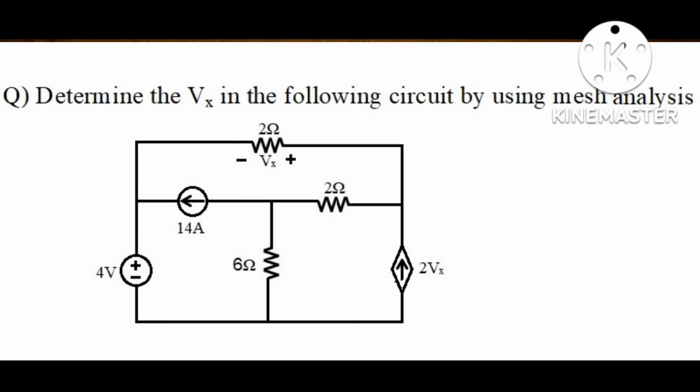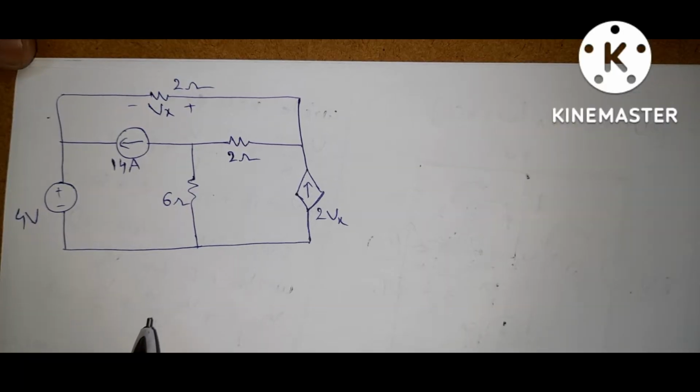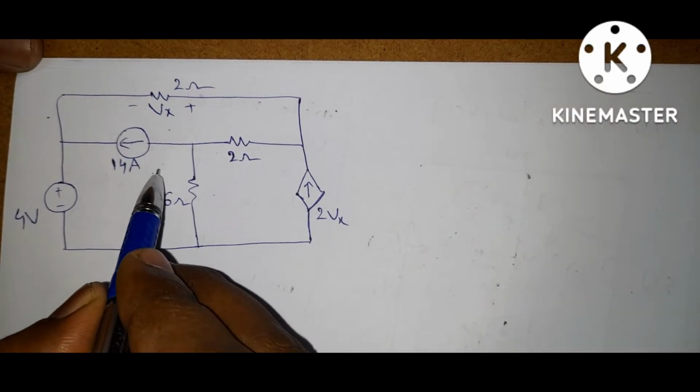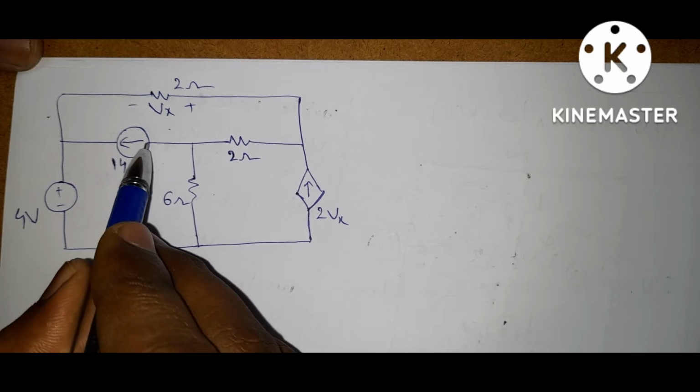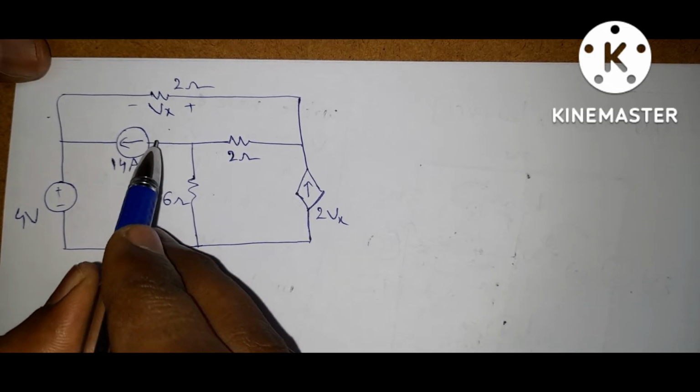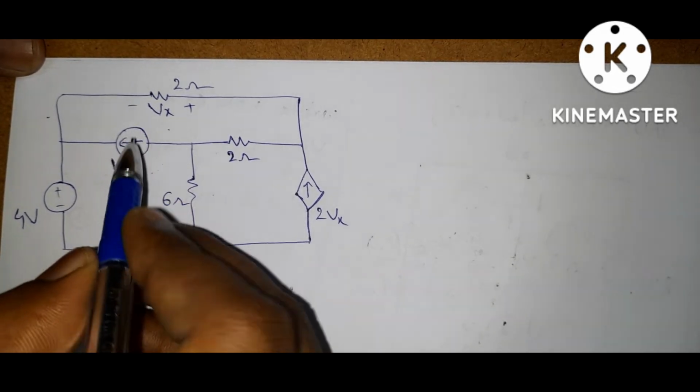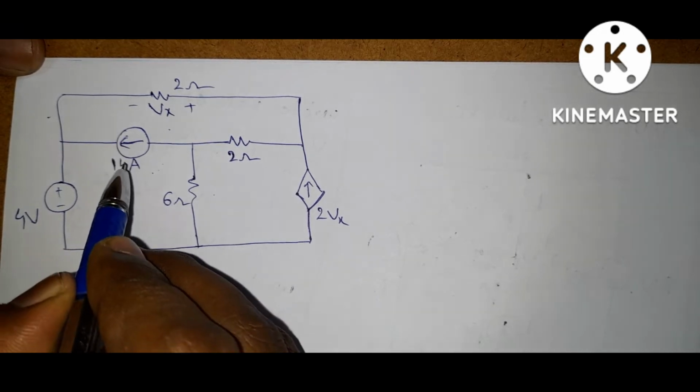Hello everyone, we are solving problems on the supermesh analysis. In that, the next question is: determine the Vx in the following circuit by using mesh analysis. This is the given circuit. If you observe this circuit, in between these two loops, there exists an ideal current source. We need to apply the supermesh technique.